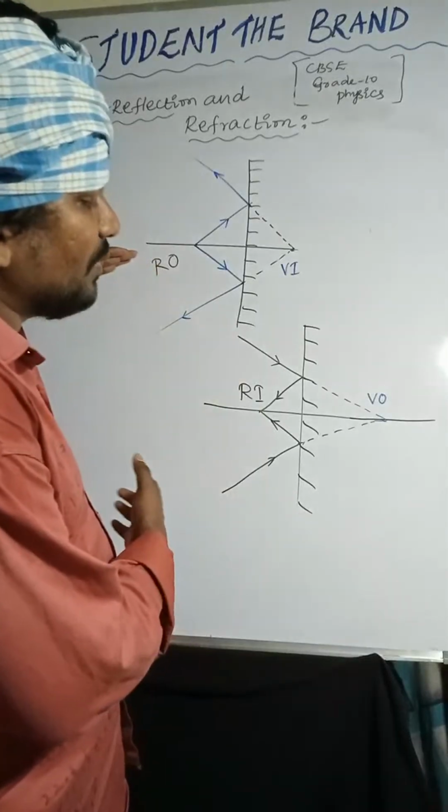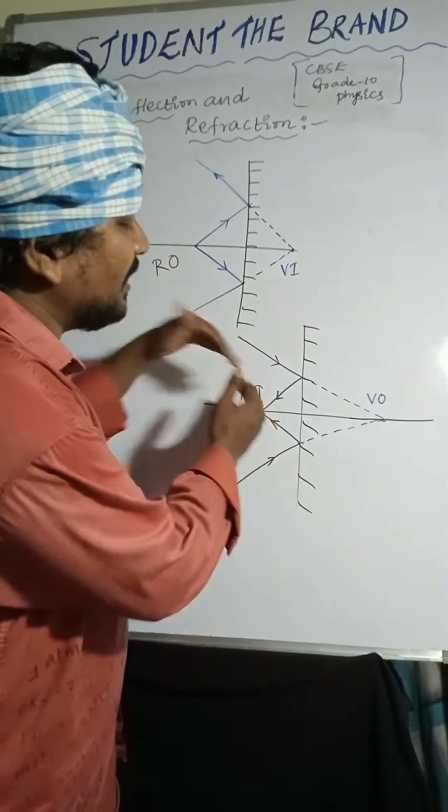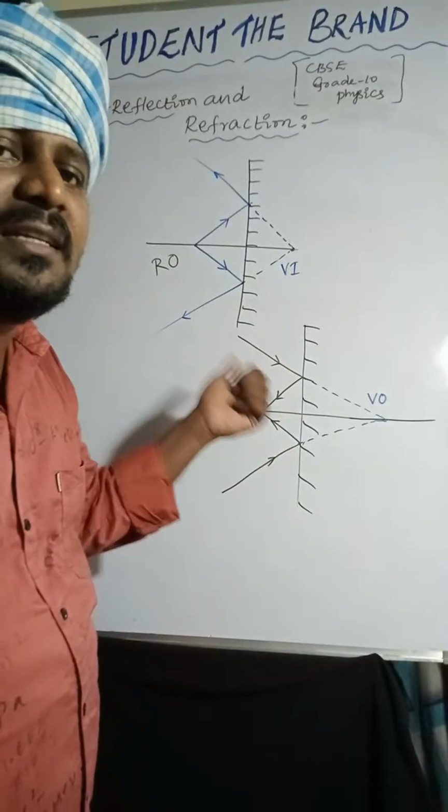Light rays are coming from infinity. After reflection, light rays are meeting at one point. Their image is forming. That is a real image.